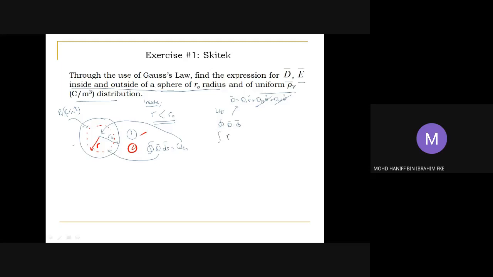So we're going to have D as D_r in the direction of r, and dS is the integration on this particular red colored Gaussian surface. So what should be the dS here on this particular surface?